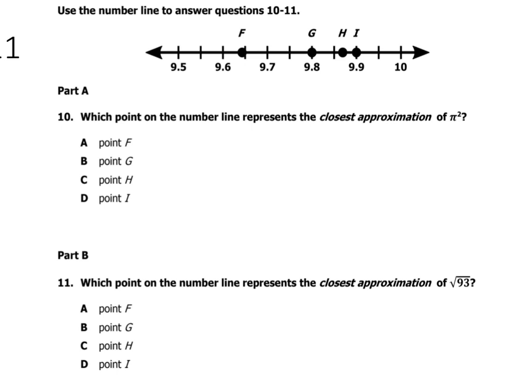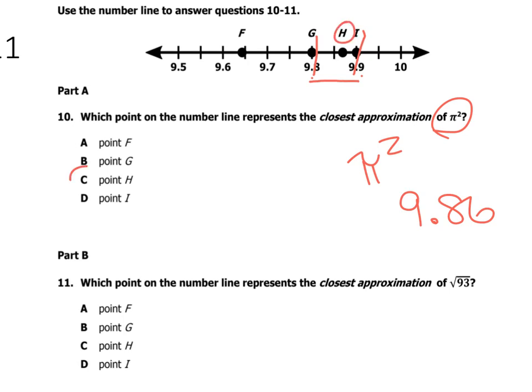So this one is asking you for pi squared. And if you put pi squared in your calculator, you'll get around 9.86. And if you'll look closely, 9.86 is going to fall in between 9.8 and 9.9. It won't be 9.8, it won't be 9.9. In between is H, which is C. So do some elimination, study what you have, and then you can figure out the rest.